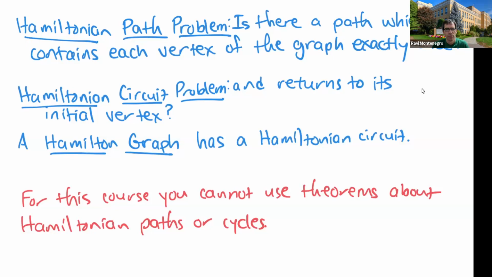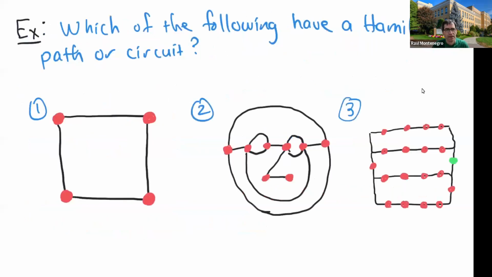Now, just to give you a warning, there are theorems that sometimes can tell you if there's a Hamilton path or Hamilton circuit. In a class where you're expected to learn definitions, usually we don't want you to use theorems like that. The goal is to find out, do you understand what this method is? So let's give this a try. And again, we are not going to refer to theorems from somewhere.